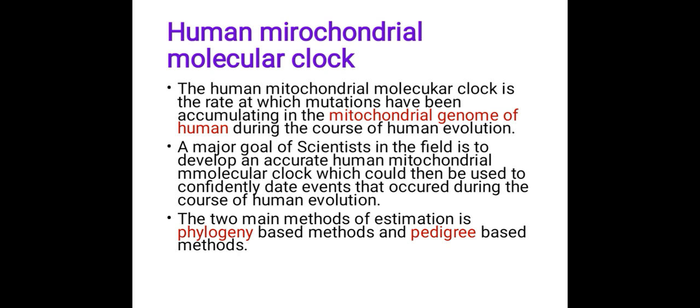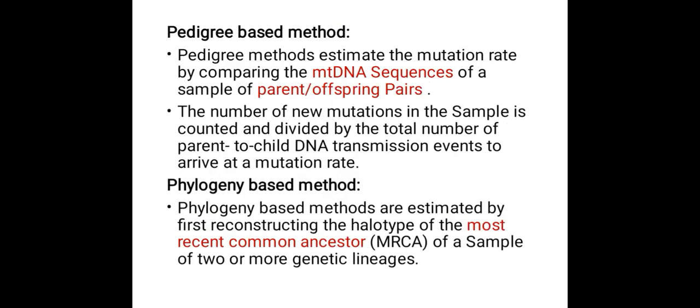The two main methods of estimation are phylogeny-based methods and pedigree-based methods. Pedigree methods estimate the mutation rate by comparing the mitochondrial DNA sequence of a sample of parent-offspring pairs. The number of new mutations in the sample is counted and divided by the total number of parent-to-child DNA transmission events to arrive at a mutation rate.